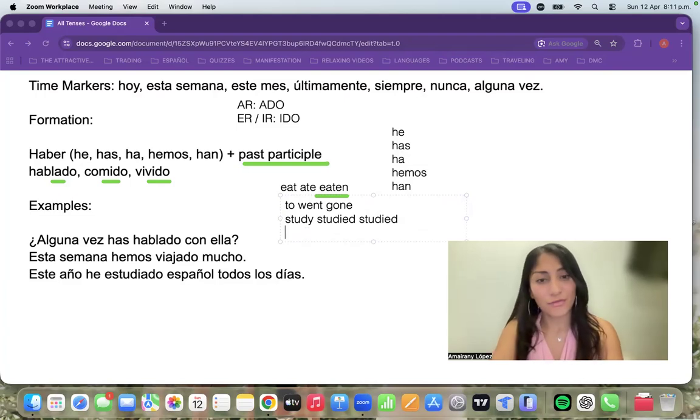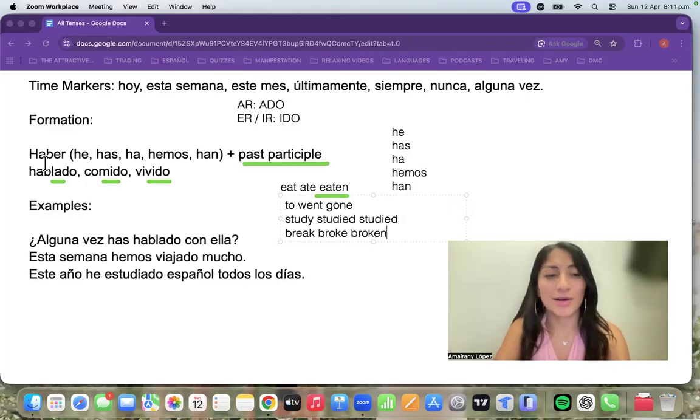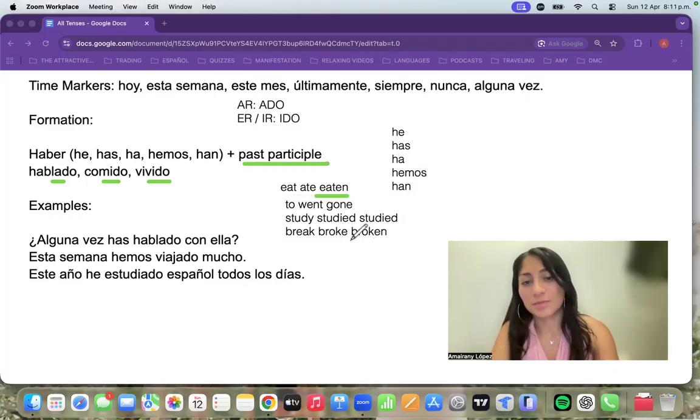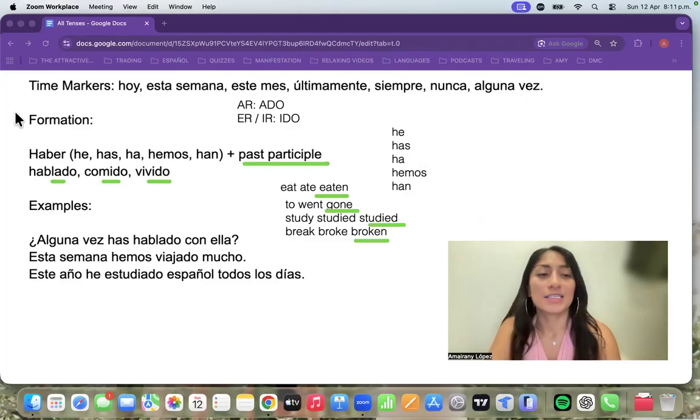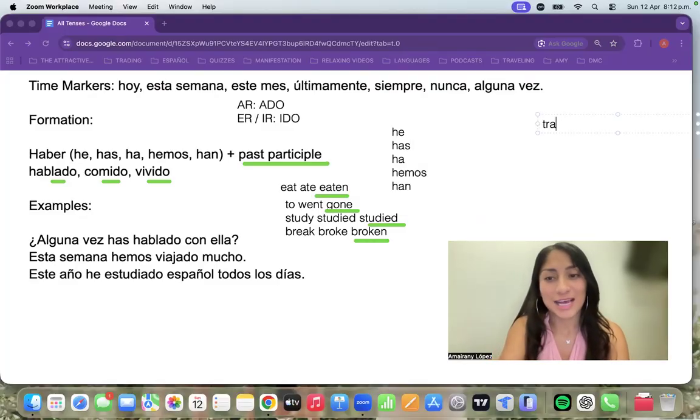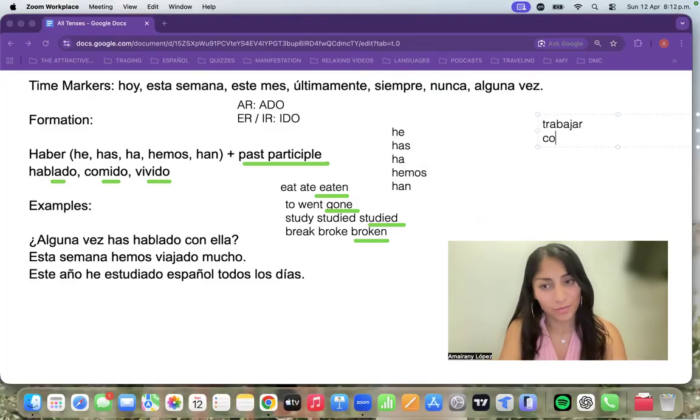And then we have break, broke, broken. Okay, so again, the latter is the past participle. So how does that work in Spanish? If you have a verb that is ar, let's again use the same ones we've been working with, then this is going to become trabajado, comido, and vivido.